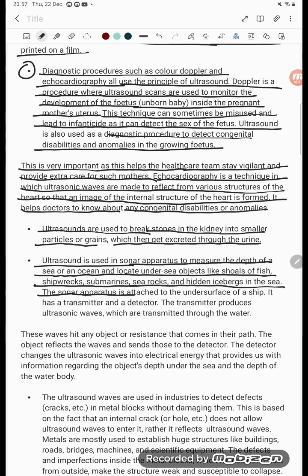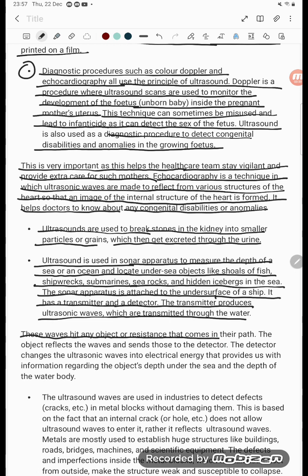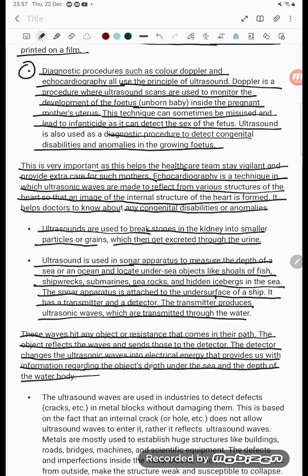The sonar apparatus is attached underwater in the sea. It has a transmitter and a detector. The transmitter produces ultrasonic waves which are transmitted through the water. These waves hit any object or resistance that comes in the path. The object reflects the wave and sends it to the detector. The detector changes the ultrasonic wave into electrical energy that provides us with information regarding the object's depth under the sea and the depth of the water body.